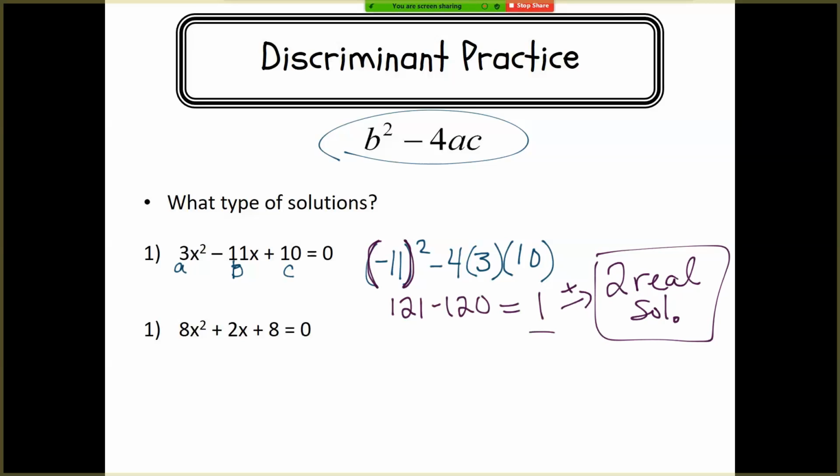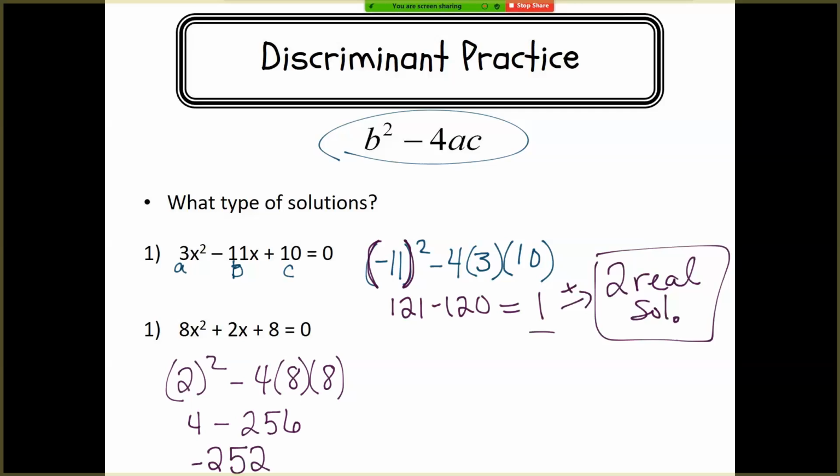So then we're going to go to the next one. We're going to again calculate b squared minus 4ac. So 2 squared minus 4 times 8 times 8. So 4 minus 256 gives me a value of negative 252. Since it's negative, I have 2 imaginary.